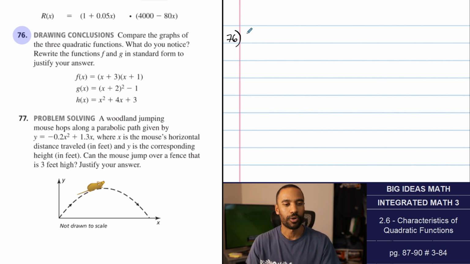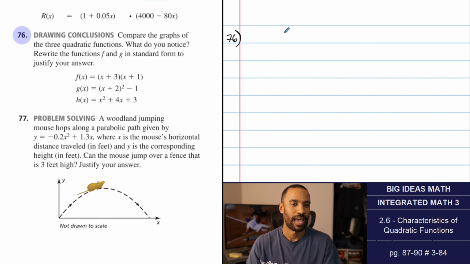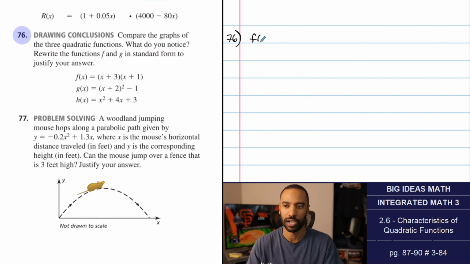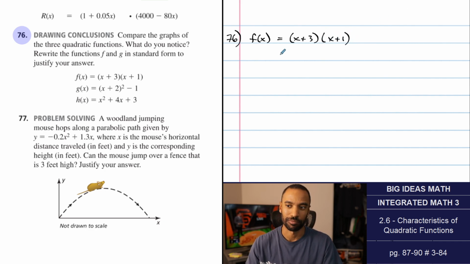Drawing conclusions. Compare the graphs of the three quadratic functions. What do you notice? Rewrite the functions f and g in standard form to justify your answer. I'm going to guess they're all the same. They say compare the graphs of the three, so I guess I've got to graph them. f of x equals x plus 3 times x plus 1.